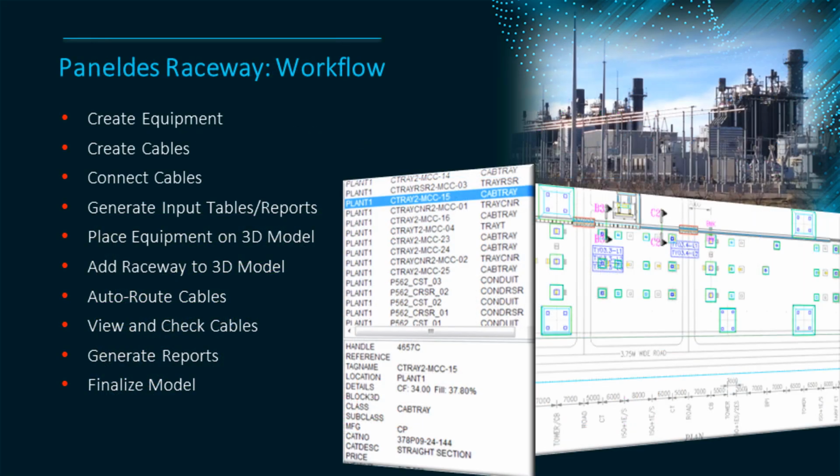I can summarise the Paneldes Raceway workflow as follows. 1. Create equipment and cables. Connect these with Paneldes. 2. Generate input cable schedules with eBase. 3. Place equipment in 3D model with Paneldes Raceway. 4. Add Raceway to the 3D model. 5. Auto route cables. 6. View and check cables. 7.